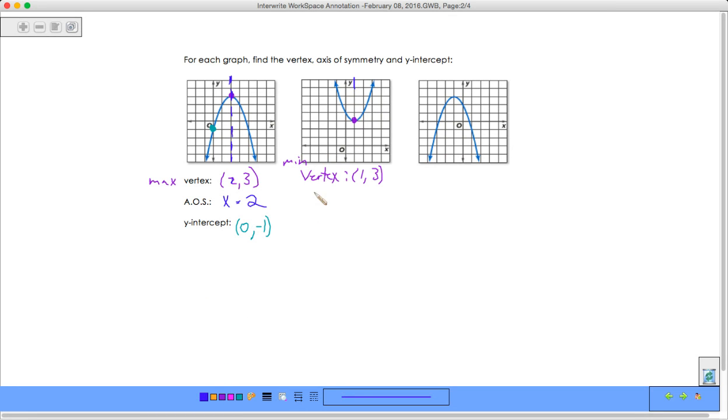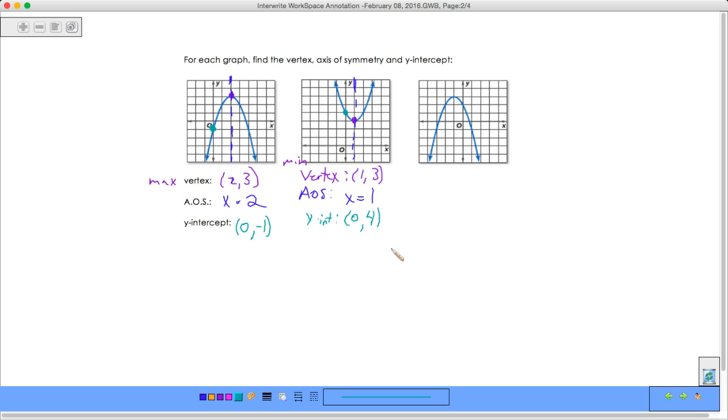Okay. Our axis of symmetry in this case is this line right here, which is x equals, and then whatever the x value is, we know it's 1. And then our y-intercept is where it crosses the y-axis. It's going to be 0, comma, whatever number that is. So this number right here would be 1, 2, 3, 4. So 0, 4.